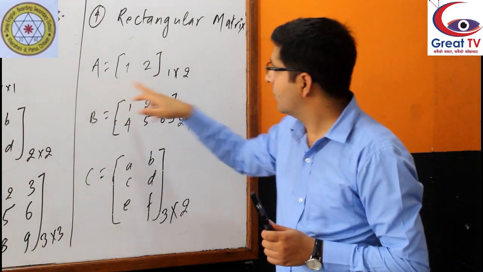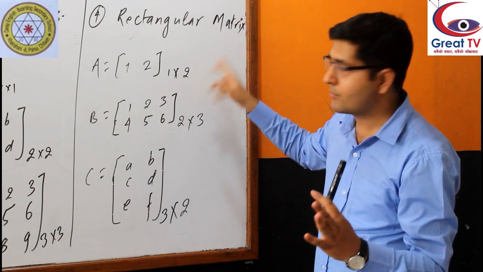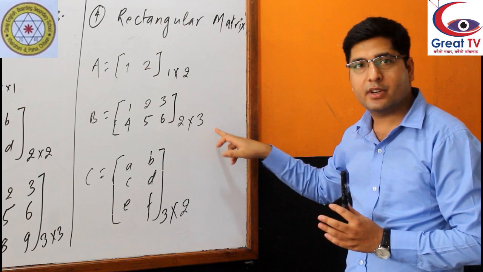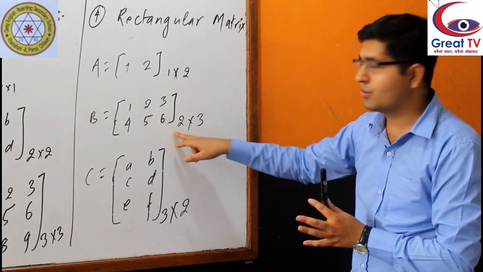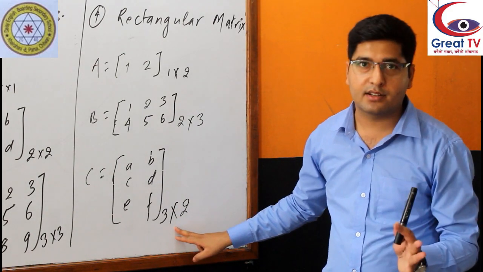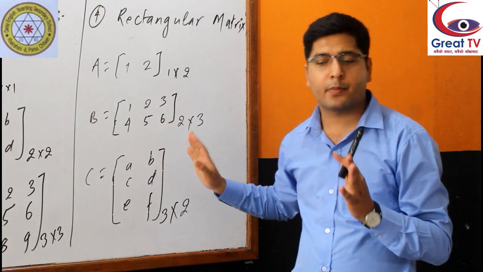You can see here, order of matrix A is 1 by 2. Number of rows and number of columns are different: number of rows 1 and columns 2. Then order of matrix B is 2 by 3. Number of rows and columns are also different, 2 and 3. And here also they are different. So these are all examples of rectangular matrix.